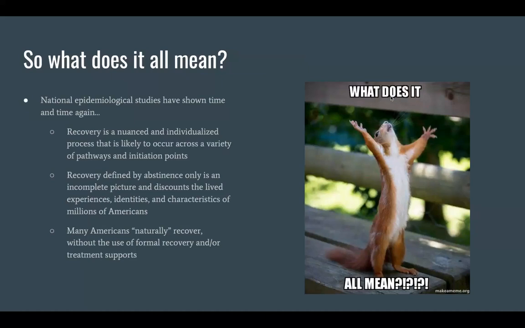We also find that, as I said before, recovery defined by abstinence only, whether you're a practitioner, a lay public, policymaker, key decision maker in your community, or a professional, is an incomplete picture and discounts the lived experience of all of those other millions of Americans. It also sets the stage for really bad interventions and evidence-based practices, because we're not serving people that are best served by the same interventions. They don't have the same trajectories.